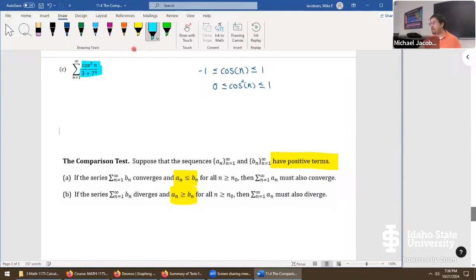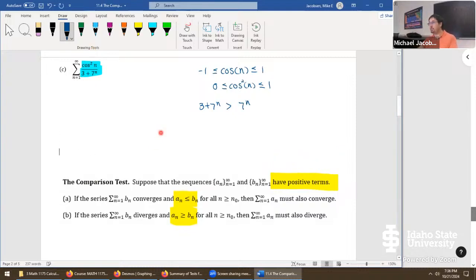Okay, let's pull in the denominator next. If we have 3 plus 7 to the power n, that's certainly greater than 7 to the power of n. So we can take the reciprocal of both sides of that inequality and say 1 over 3 plus 7 to the power n, flip the inequality, is less than 1 over 7 to the power of n. So now we can bring in the numerator, cosine squared n.